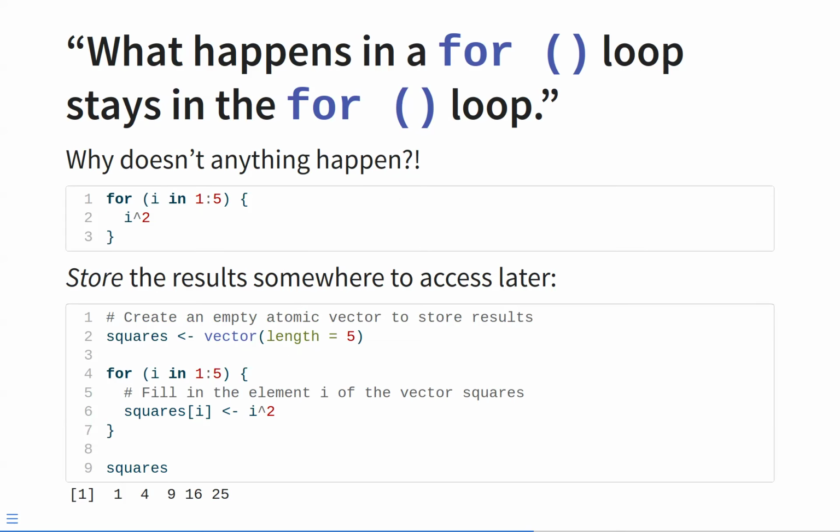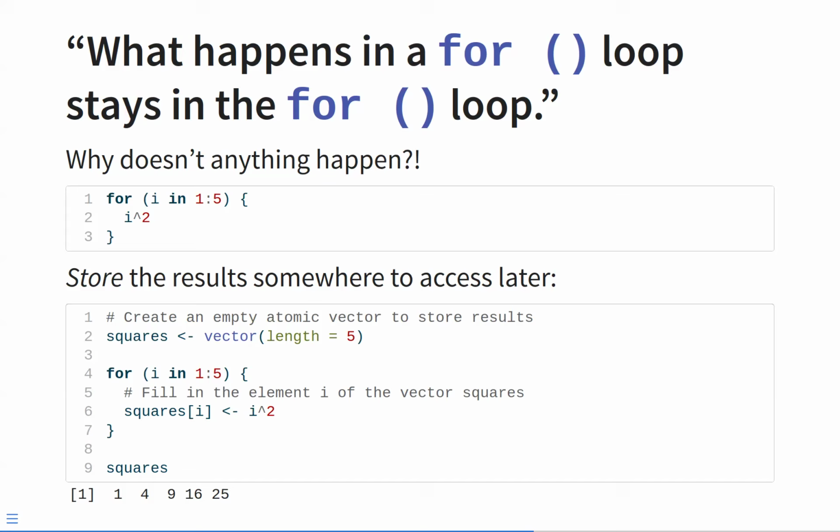Now, here is something that's really important to remember about for loops and is kind of related to this scope idea that I mentioned before. So let's take a look at the loop that's in lines 1 through 3 on the top of the slide. For i in 1 to 5, i squared. If you run this code, nothing will happen. So why not? Well, this i squared actually isn't being evaluated and displayed.